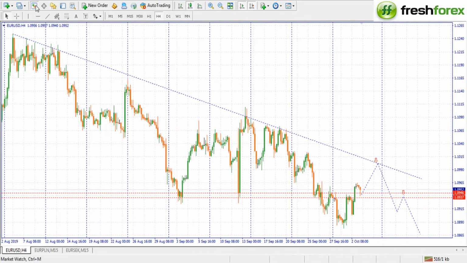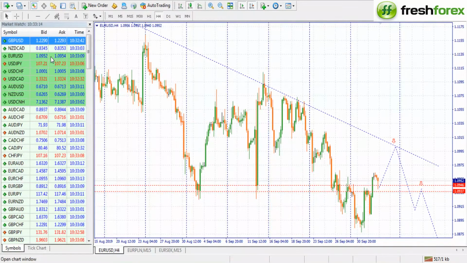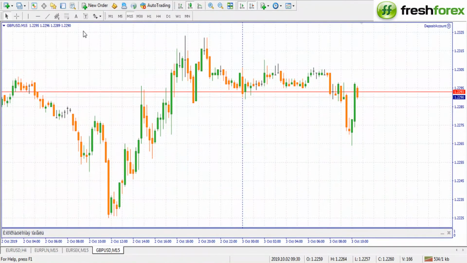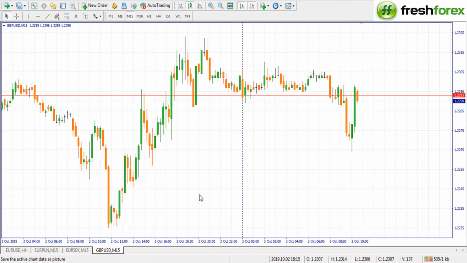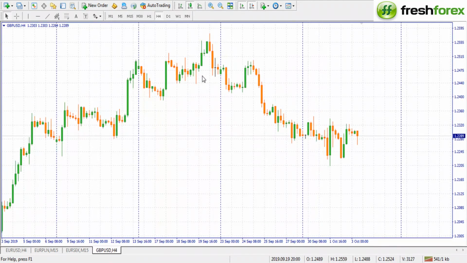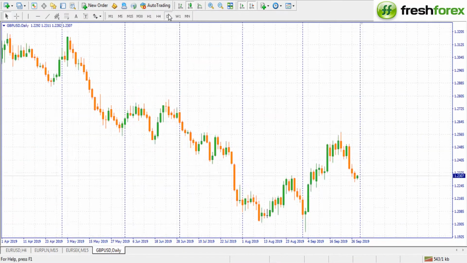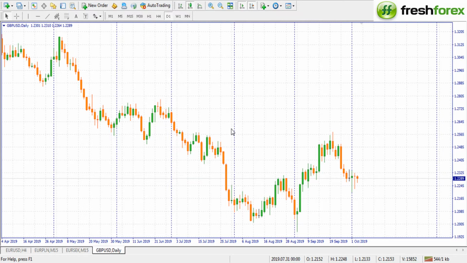We'll move forward. GBP USD. The red line we are seeing, that is the ask line. We are not going to use it, so I'll get rid of it first. This is 4 hours. Daily looks like we are supposed to buy, and I'm going to explain why.